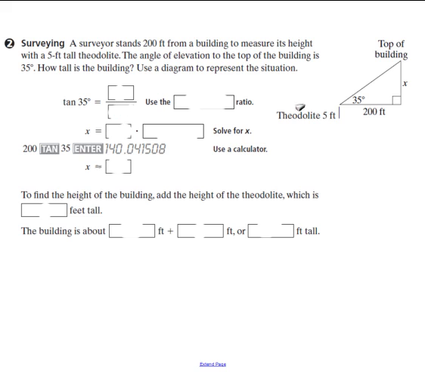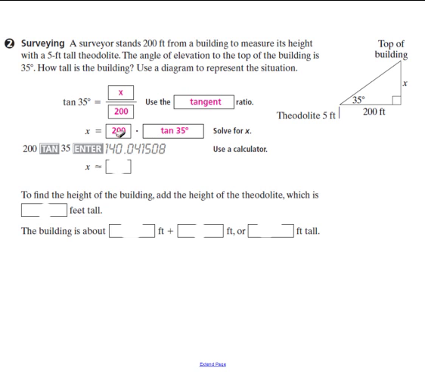So tangent of the angle, in this case our angle is 35, is equal to, remember we said the tangent ratio is opposite over adjacent. In this case our opposite value is x, opposite from this angle, and adjacent is 200 down here, so opposite over adjacent, and then we just solve for x, right? So we multiply both sides by 200, and we get x equals 200 times the tangent of 35.